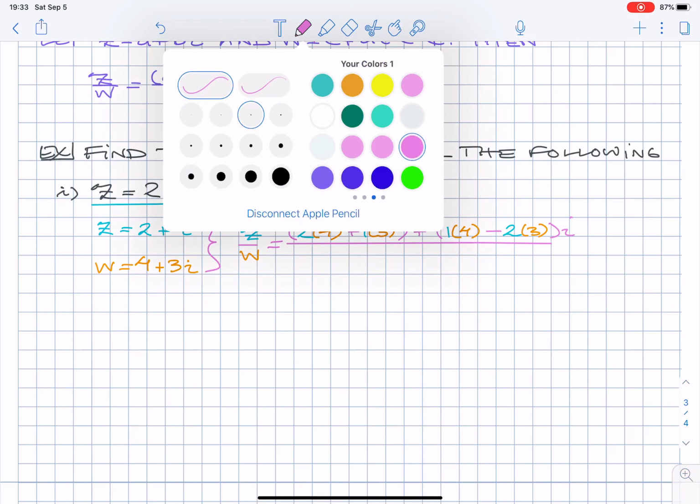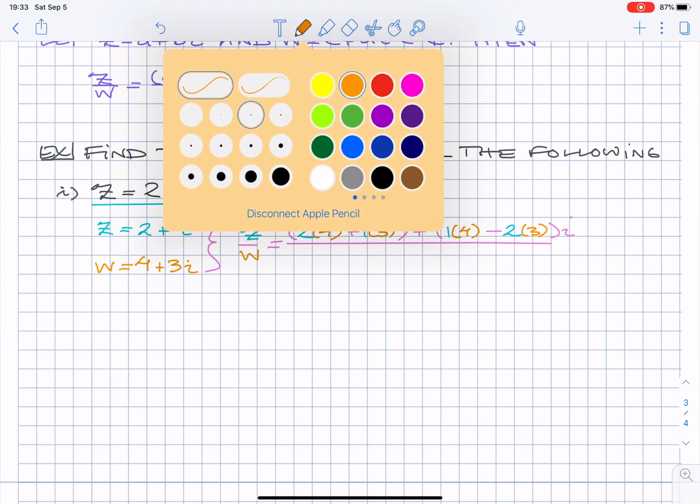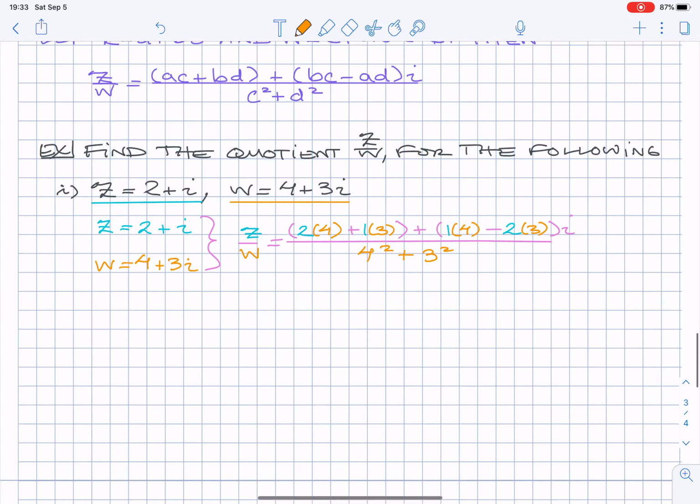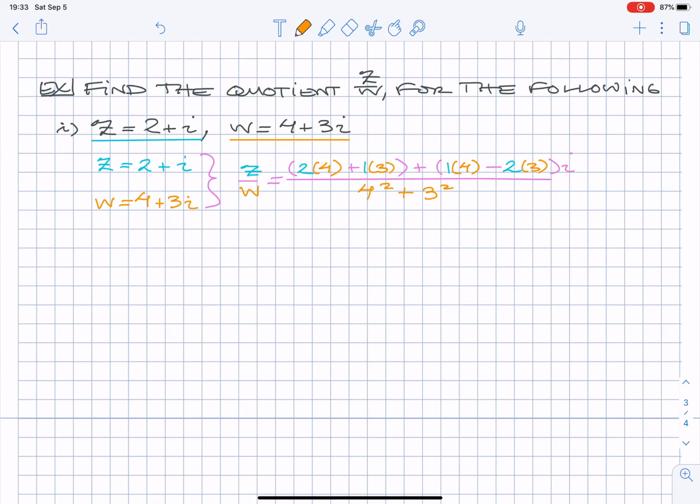All over what amounts to 4 squared plus 3 squared. Okay, so what do we get when we do this? Well, this looks like it's going to be 8 plus 3, to which I'm adding 4 minus 6 times I, all over 16 plus 9.